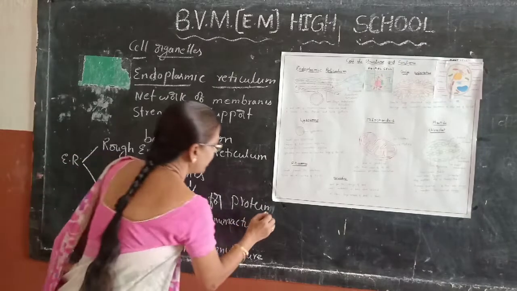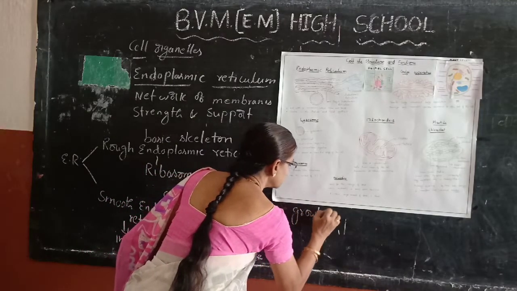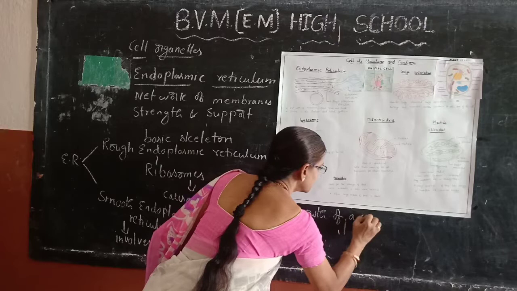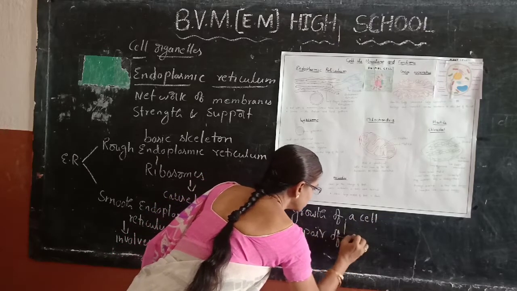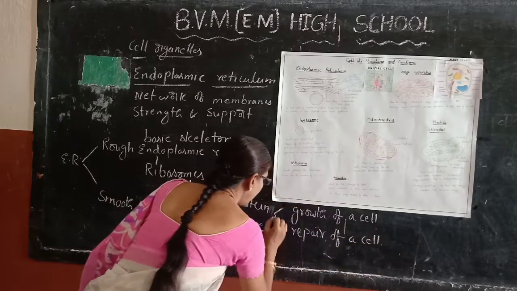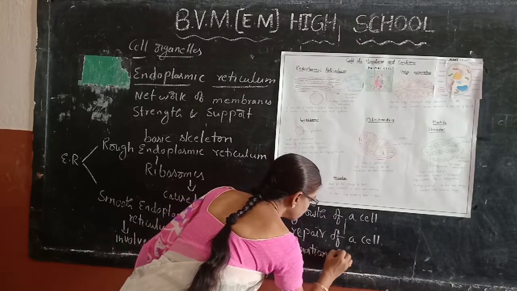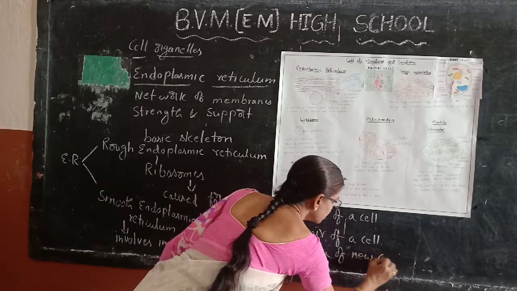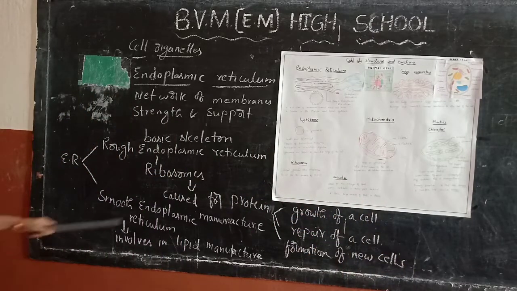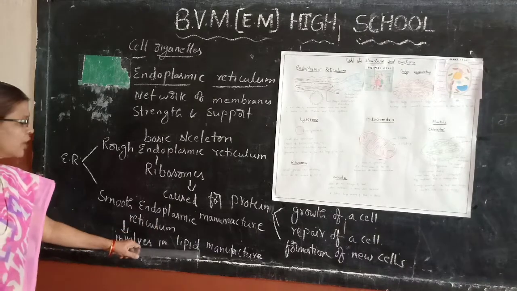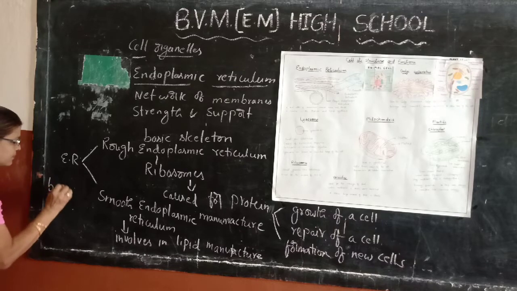Proteins are important for growth of the cell, repair of a cell, and formation of new cells. Now these proteins and lipids are used for helping build the cell membrane.